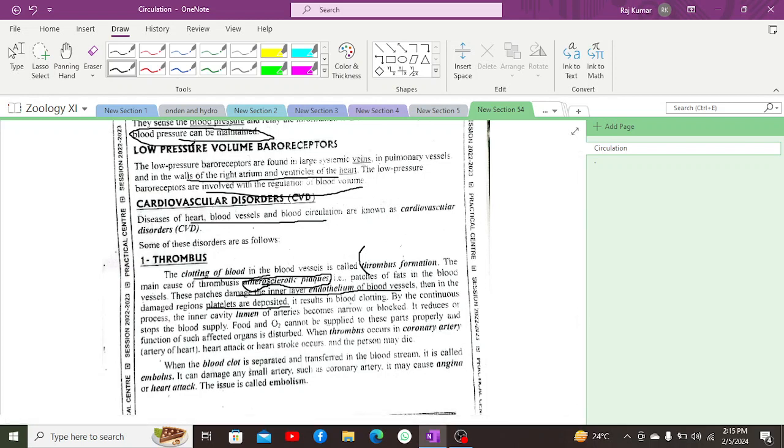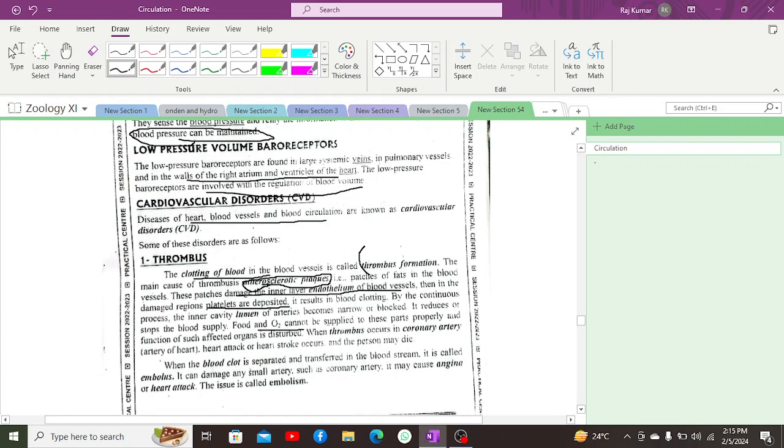When the patches destroy the endothelium of the blood vessels, it causes platelets to accumulate over that site of damage, as a result of which those platelets form blood clots, and that leads to a condition in which the blood supply is blocked to that particular organ. And here this leads to a severe condition. It reduces or stops the blood supply. Food and oxygen cannot be supplied to these parts properly, and the function of such affected organs is deteriorated.